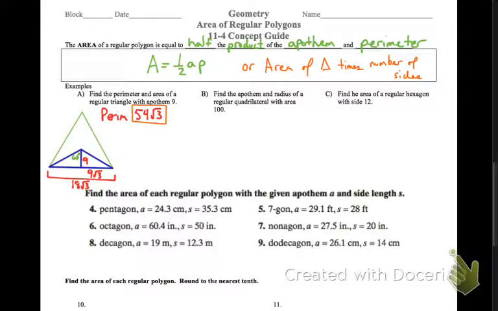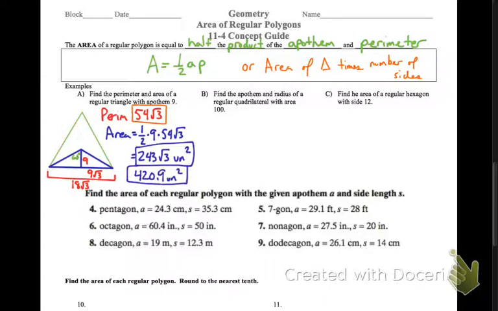Okay? So now I got all my parts. The area is 1/2 times the apothem, 9, times the perimeter, 54 square root of 3. You can either give me this answer, 243 square root of 3 units squared, or 420.9 units squared is what I will take as well.